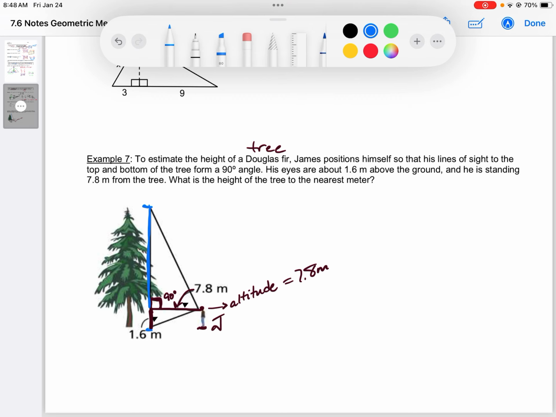So in this situation, we have the altitude, which is our geometric mean. Okay, we have our geometric mean. What we don't have is this section right here that we'll call A, one of those extremes. And just to reiterate, if this is our B and this is our A, the tree is going to be B plus A. So we need to figure out this other extreme right here.